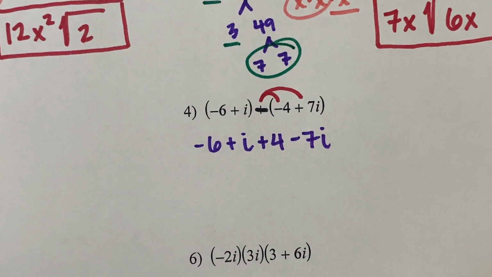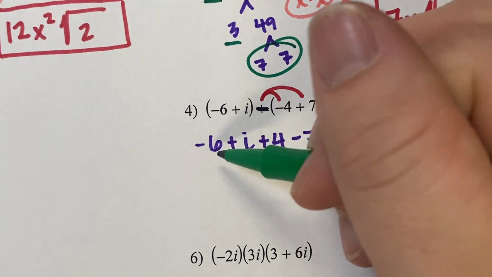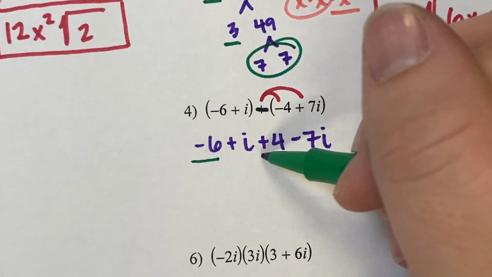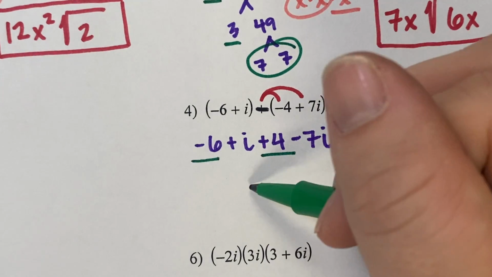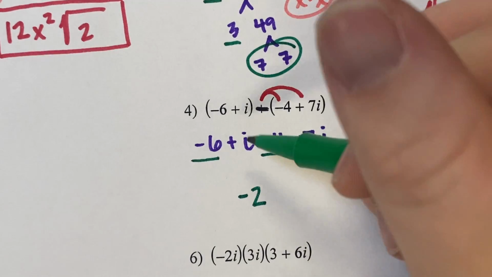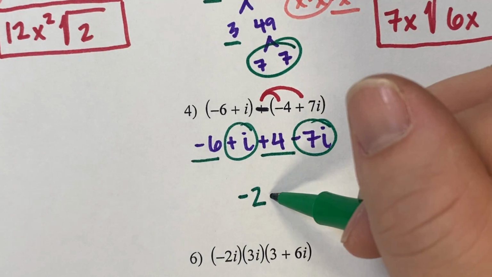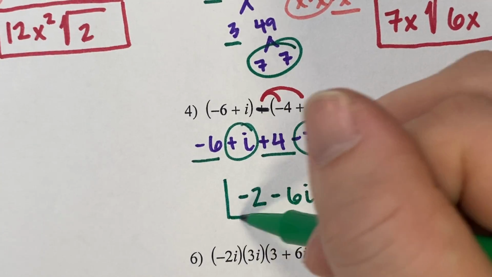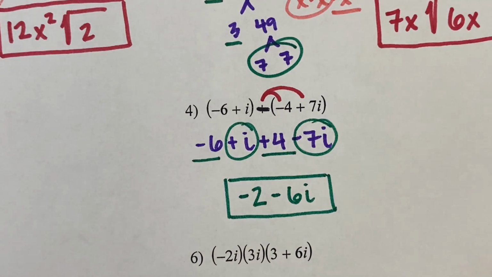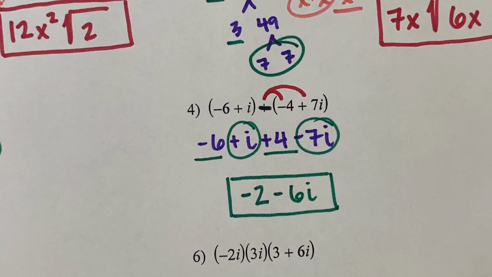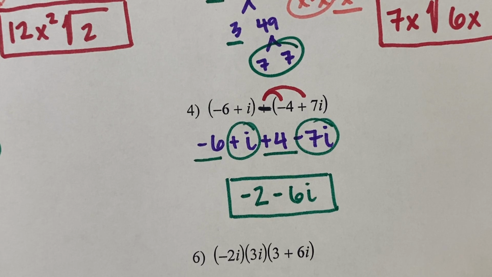Okay, and now we can just combine like terms. So again, let's do our constants first. Negative 6 plus 4 is going to give me negative 2. And then 1i minus 7i. So 1 minus 7, negative 6i. And there we go.